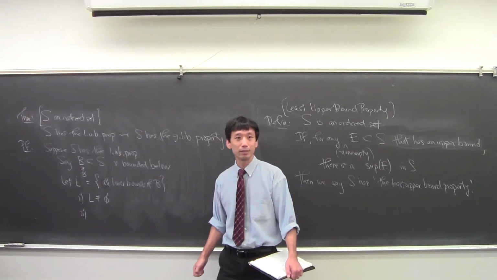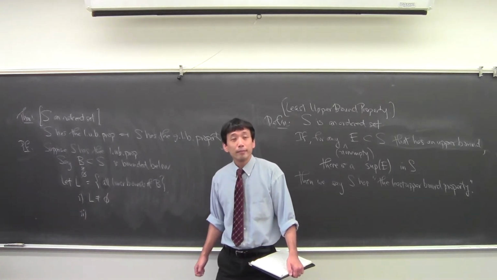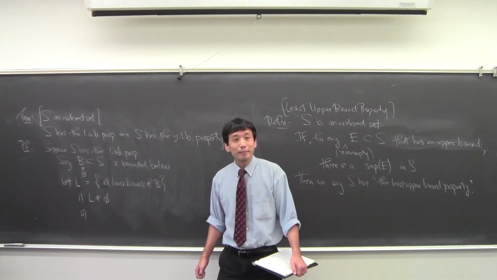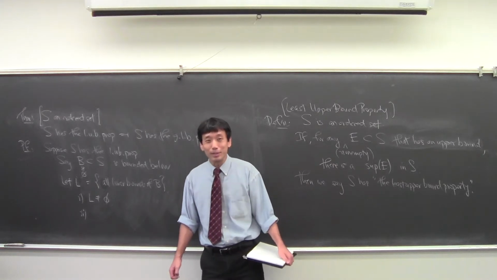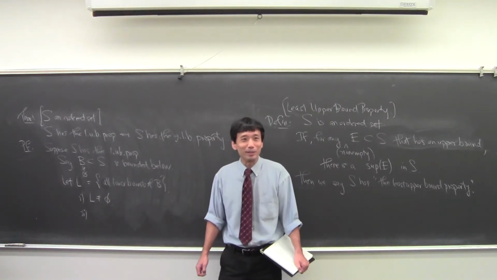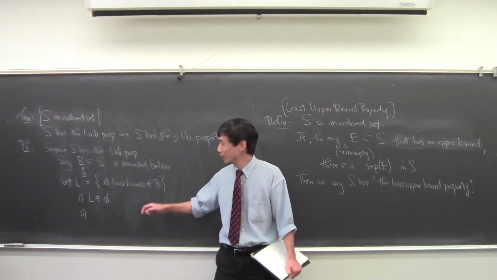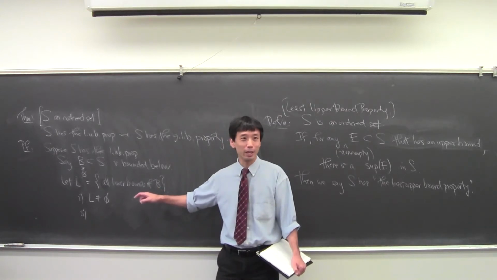Because L contains all the lower bounds of B, and B is contained in S, and S is bounded up. It has a lot of upper bounds, so basically... Not quite. You can tell by my shoulders that it's not quite working, but you're almost there.